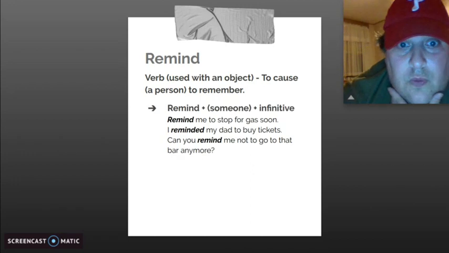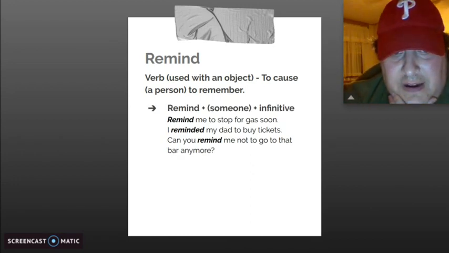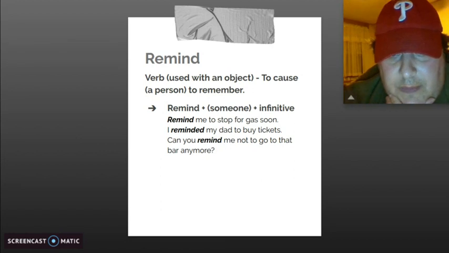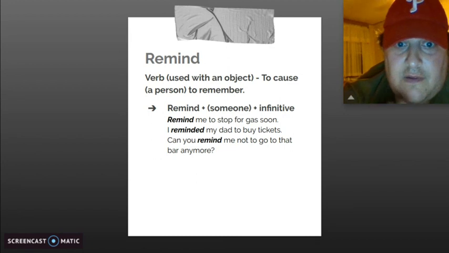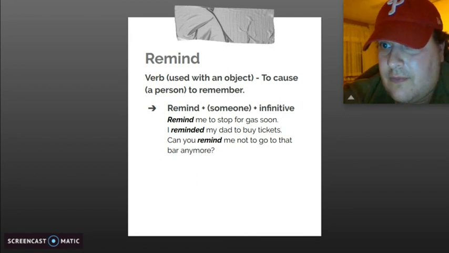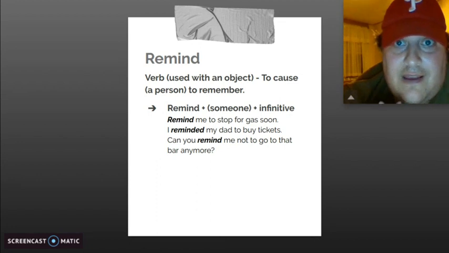Okay, and so we commonly use remind with a person followed by an infinitive. So you might see like "Remind me to stop for gas soon." "Remind someone to stop for gas soon." Then in the second one, as you can see, remind is a regular verb.